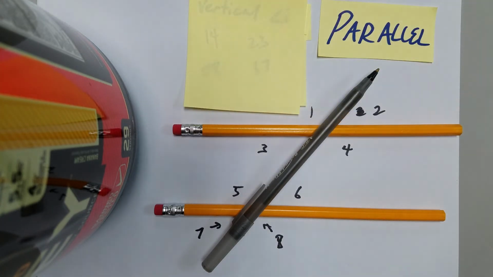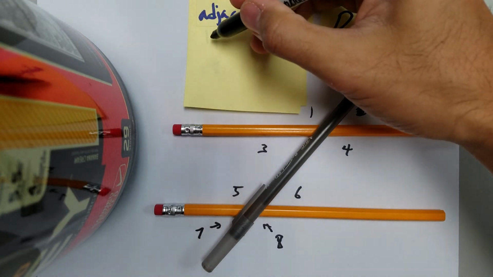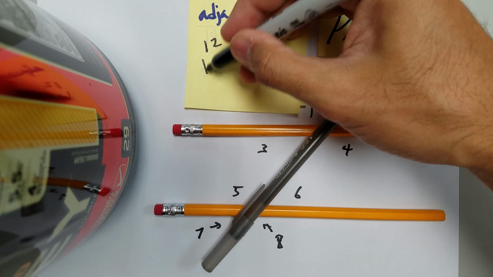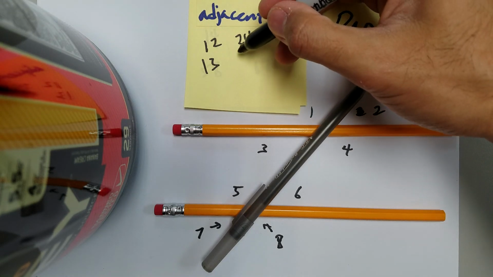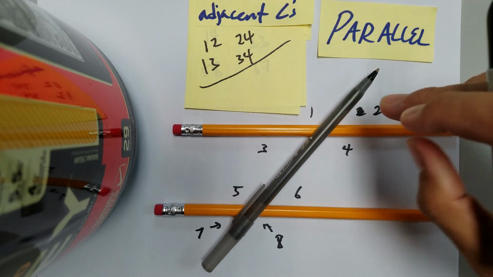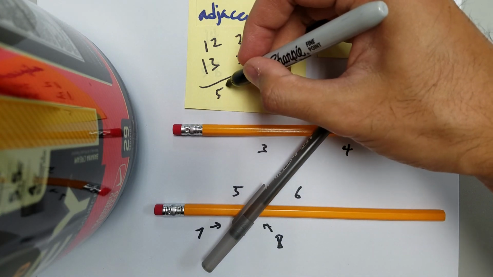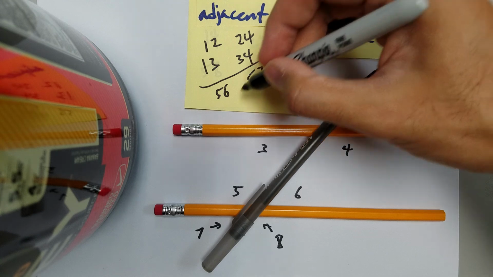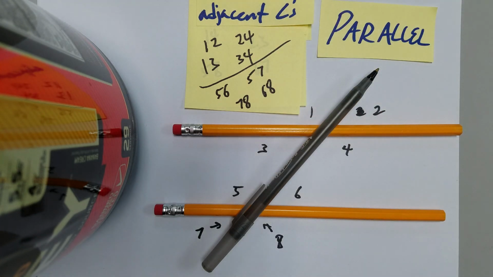You also have adjacent angles. And 1 and 2 would be adjacent. 1 and 3 would be adjacent. 2 and 4 would be adjacent. 3 and 4 would be adjacent. So that's all in this top group here. Then you have these down here that can be adjacent to each other as well. So 5 and 6, 5 and 7, 7 and 8, 6 and 8. So those are all the adjacent angle pairs. And that pretty much covers it.